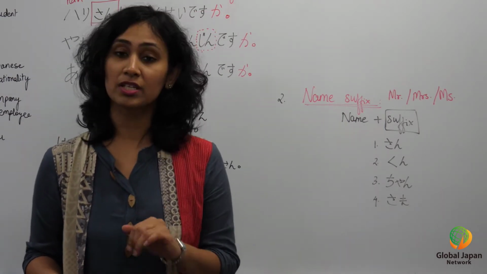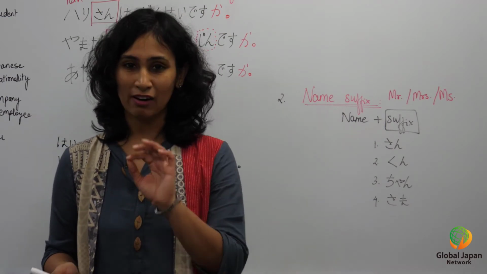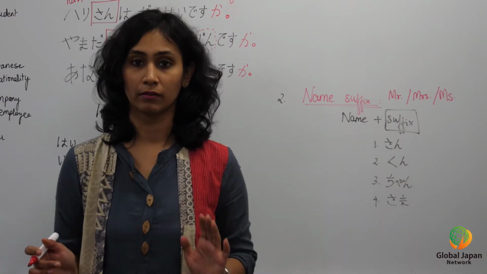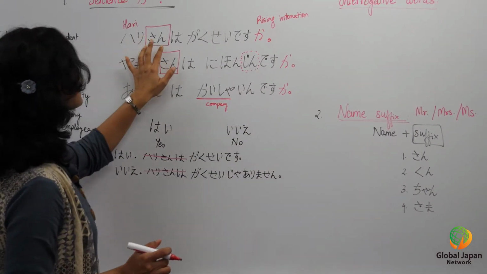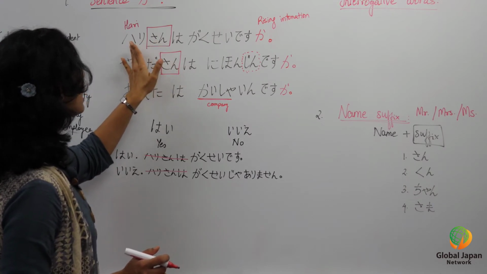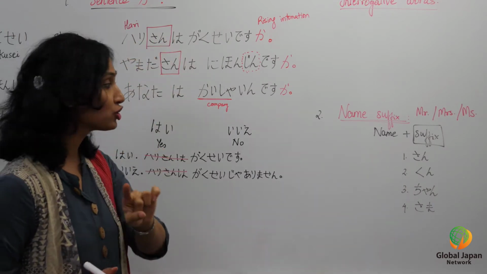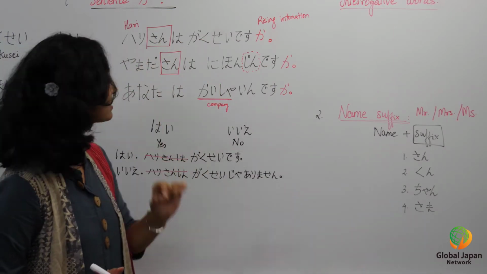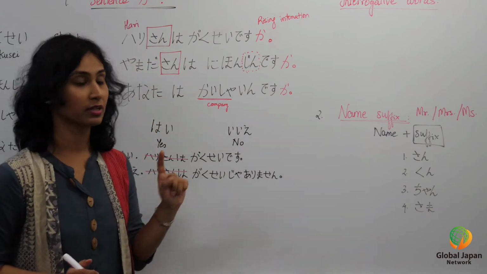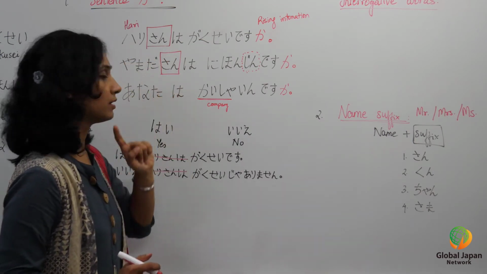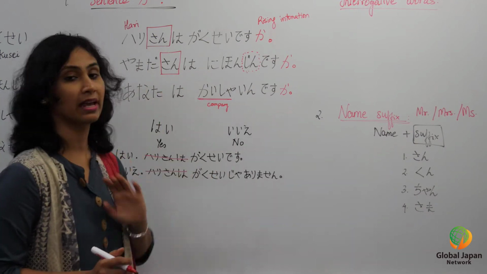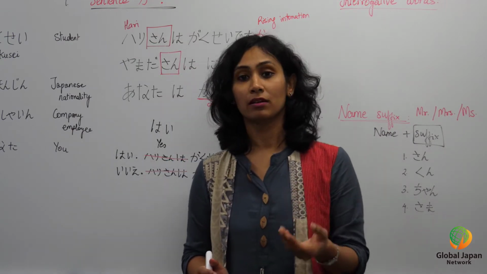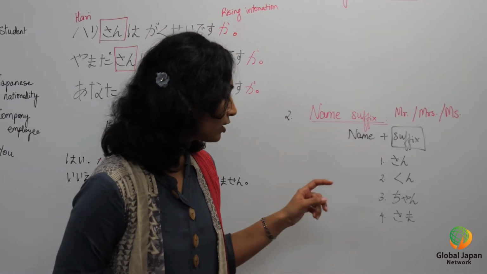Irrespective of the gender, irrespective of the marital status, if you don't know what to use, the easiest name suffix is san. This san should always be put after the name of the person. Unlike in English, where if you have to say Hari, you would say Mr. Hari, which is a prefix, in this case it will be added only after the name of the person. Hari-san, Yamada-san, Raji-san. San is at the end. For your knowledge, if you want to know what the other suffixes like this are, they are kun.